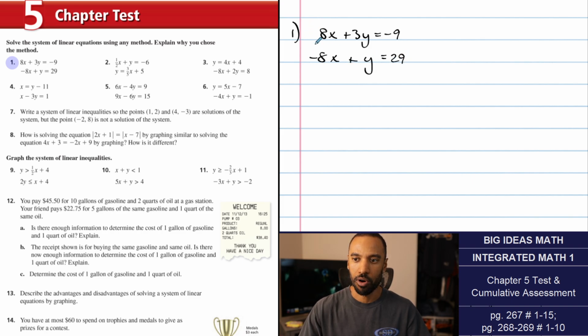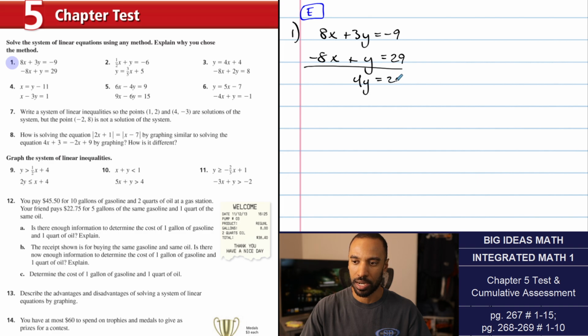These are in standard form. 8x and negative 8x are already additive inverses of each other. This is a textbook elimination method kind of problem. If I add right now, the x's are gone. 3y plus y is 4y, negative 9 plus 29 is 20. Divide by 4, get y equals 5.